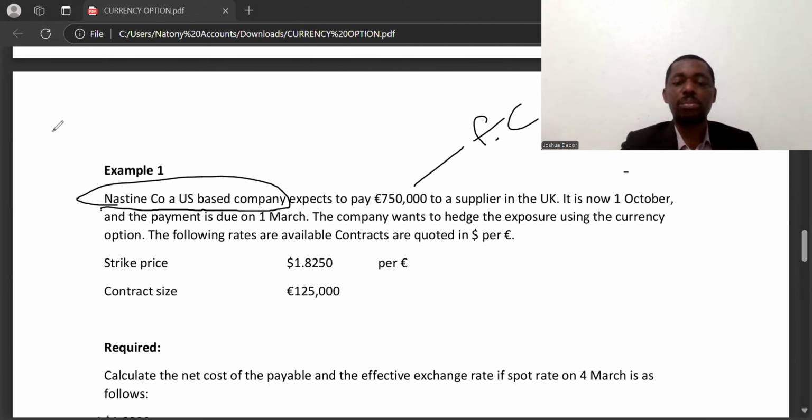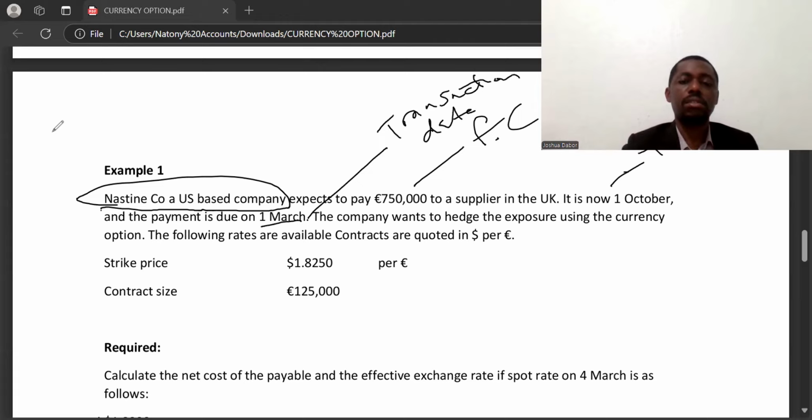So the company expects to pay a supplier in the UK 750,000 euro. It is now October 1. This is today's date. Told you there are 3 dates that you have to be familiar with, which is today's date, the transaction date, and the contract expiration dates. And the payment is due on 1 March. So this 1 March is the transaction date. This is today's date.